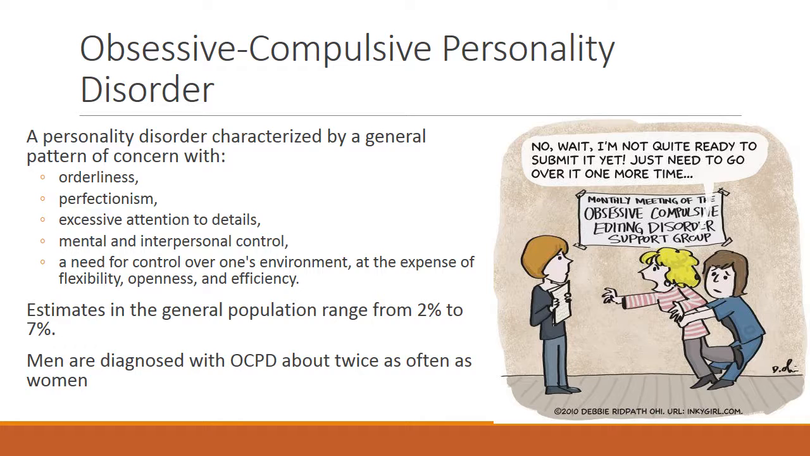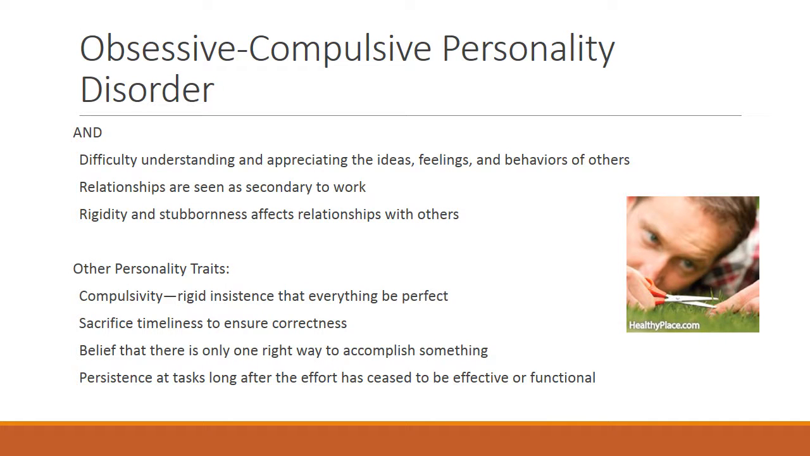Men are more often diagnosed with OCP, about twice as often as women. They also have a difficulty in understanding and appreciating the ideas, feelings, and behaviors of others. Their relationships are seen as secondary to their work, and the rigidity and stubbornness they exhibit affects their relationship with others. If you have somebody who will only do it their way and no other way is even considered, a lot of times you just stop dealing with that person because the frustration sometimes gets out of control.